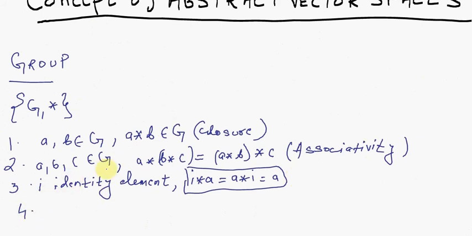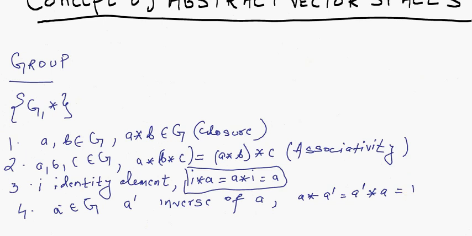The fourth property is that any element A from G should have an element A prime, which is called the inverse of A, defined such that A star A prime and A prime star A both give me the identity element as their result. So this is the inverse element of A, and both of them should be in G. This is the fourth axiom.